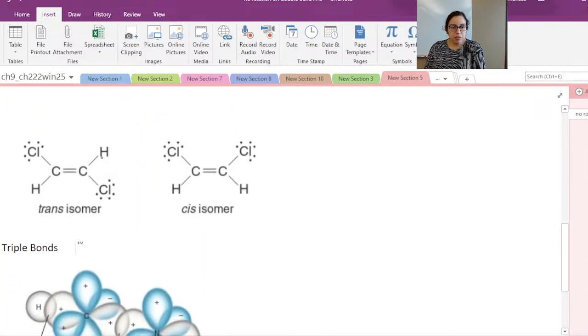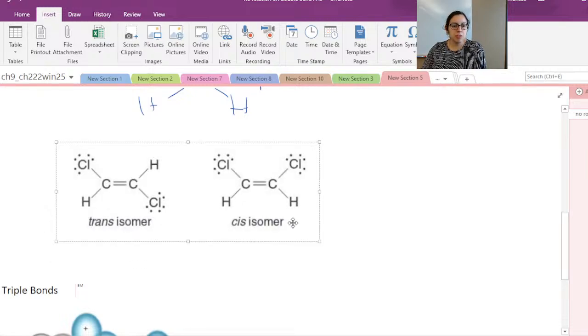And so like we had mentioned, because we can't rotate that double bond, this is what gives us different isomers as well for these double bonded species. So we have this trans species versus our cis isomer.